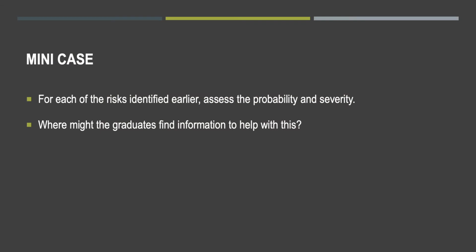So let's think about the mini case in order to apply this second step. What I would ask you to do is, for each of the risks that you identified earlier, assess the probability of occurrence and the severity if it did occur. I'll take you through a few examples. You would do a more thorough analysis, obviously, for an assignment, but I'll just take you through a few so that you understand what I'm talking about.